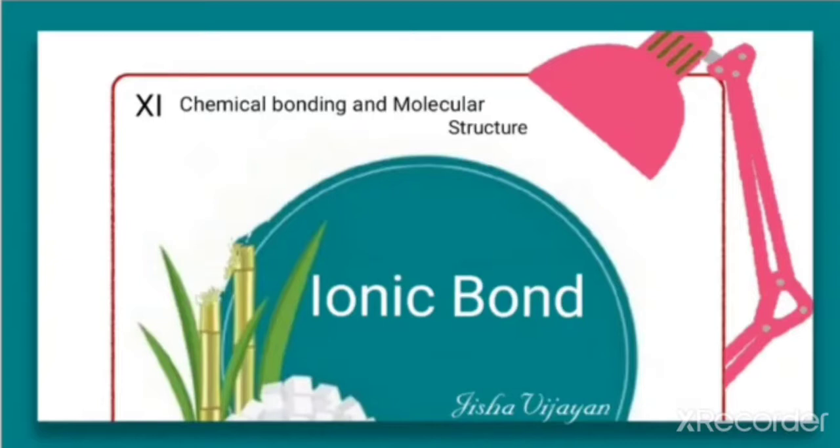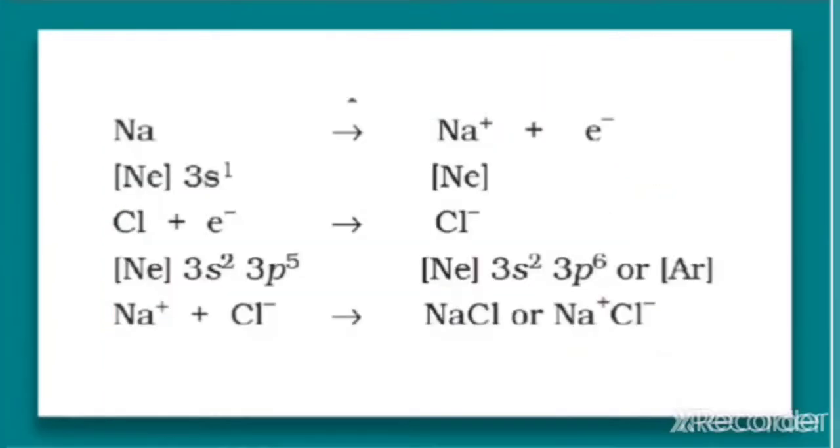This type of bond is generally formed when a metallic atom combines with a non-metallic atom. So let us discuss ionic bond with the help of an example. Sodium belongs to group 1. It easily loses one electron and forms the sodium ion.